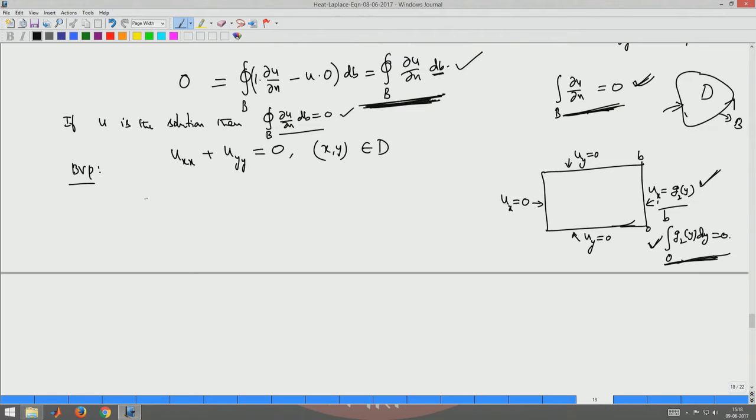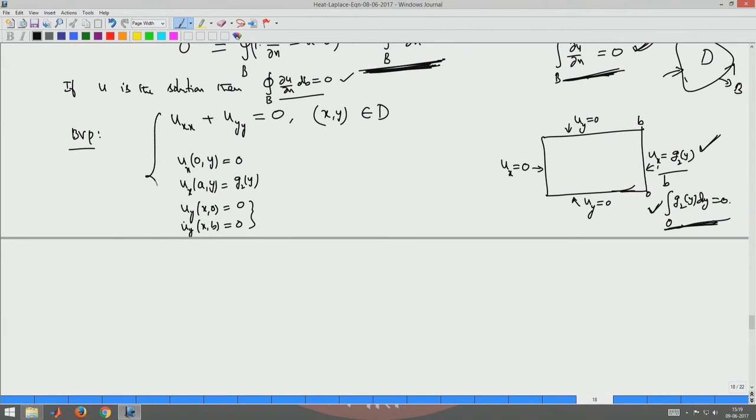Okay. So, we will just take boundary conditions like this. This is the Laplace equation. Boundary conditions are: ux at (0, y) is 0, ux at (a, y) equals g2(y), uy at x = 0 is 0, and uy at x = b is also 0. So, I have 2 opposite 0 boundary conditions. So, this problem we will solve.